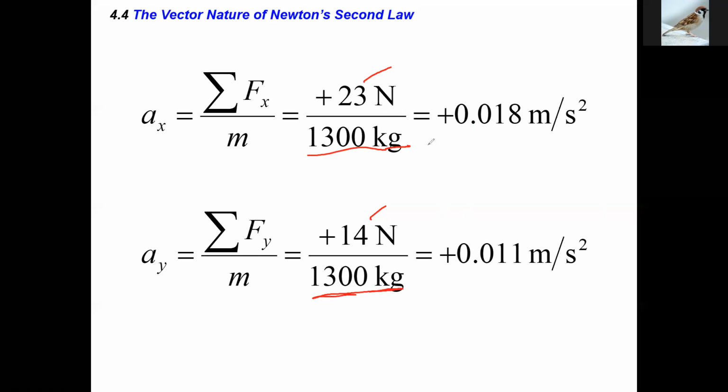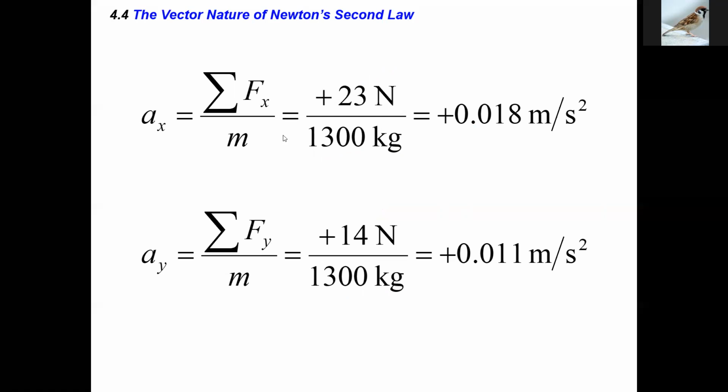So in this case, you have the 0.018 meter per second squared for the acceleration along x, and the acceleration along y also. And you can still plot that in the coordinate axis. So it's in quadrant 1, and figure out what's the angle and what's the summation of the acceleration. Okay, so still use the Pythagorean theorem and the tangent or arctangent function.